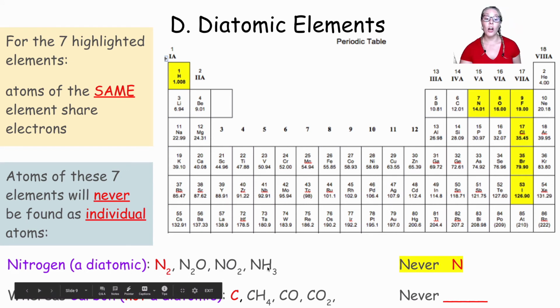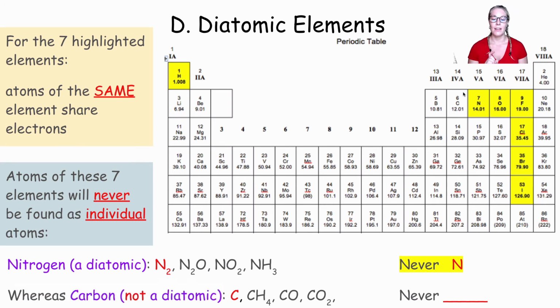Alternatively, if we look at carbon on the periodic table, it's atomic number 6, it is not highlighted in yellow, which means it is not a diatomic. So it can be found as C all by itself, as carbon. And we actually know carbon in different forms. We know carbon as diamond. We know carbon as coal, right? So carbon can exist by itself. It can bond with other atoms: CH4, CO, CO2.